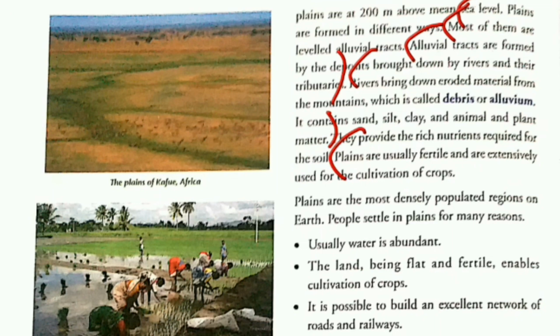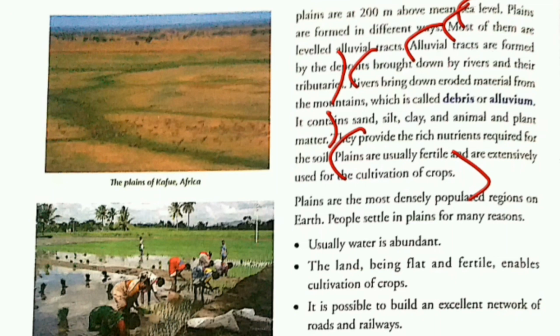Plains are usually fertile and are extensively used for the cultivation of crops. So these are the 4 points of how plains are formed. After this, we have to write, why do people prefer to live on plains?